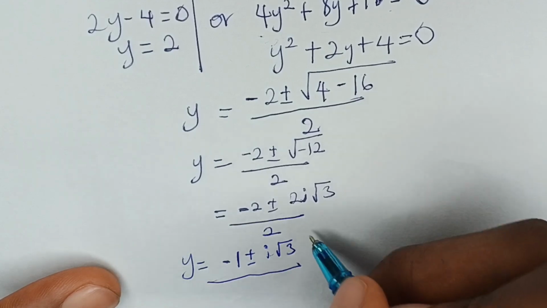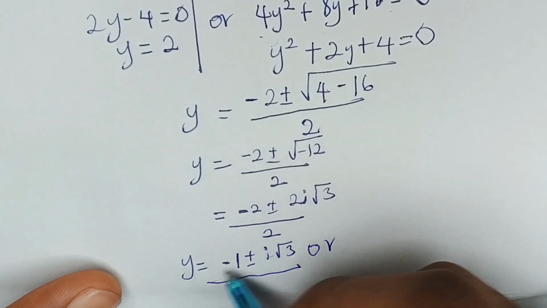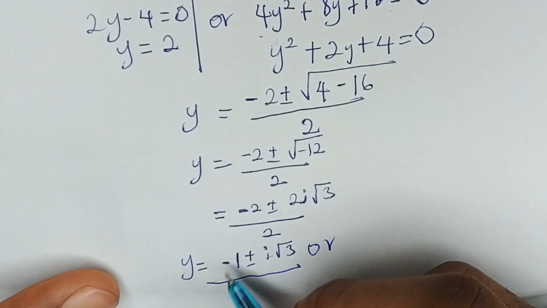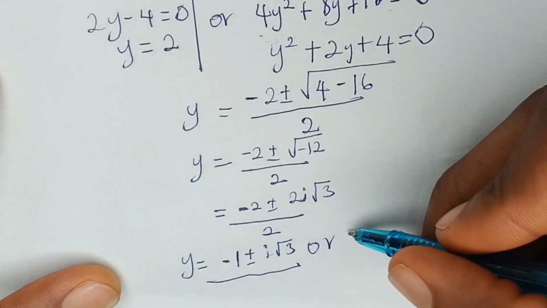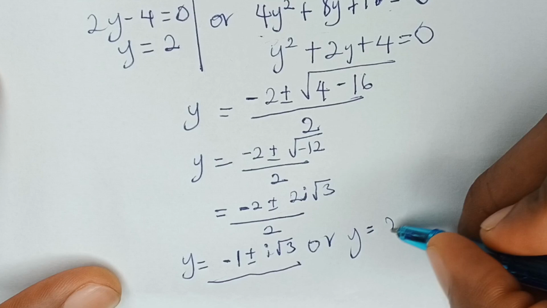Okay, so it's either that y is equal to -1 + i root 3, or -1 - i root 3, or that y is equal to 2.